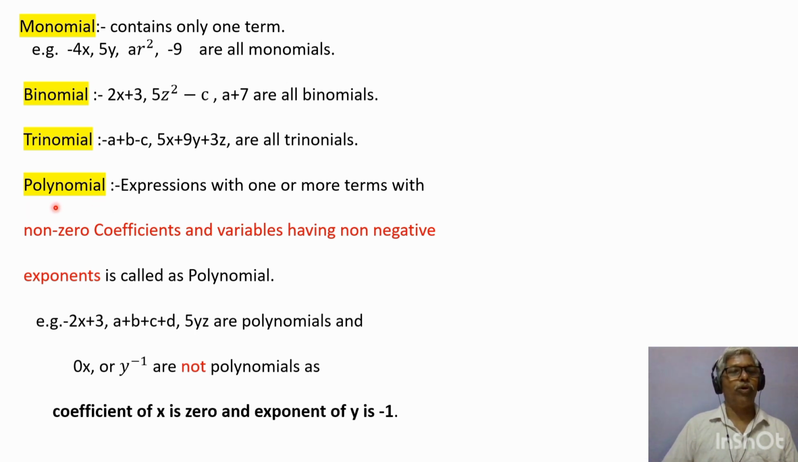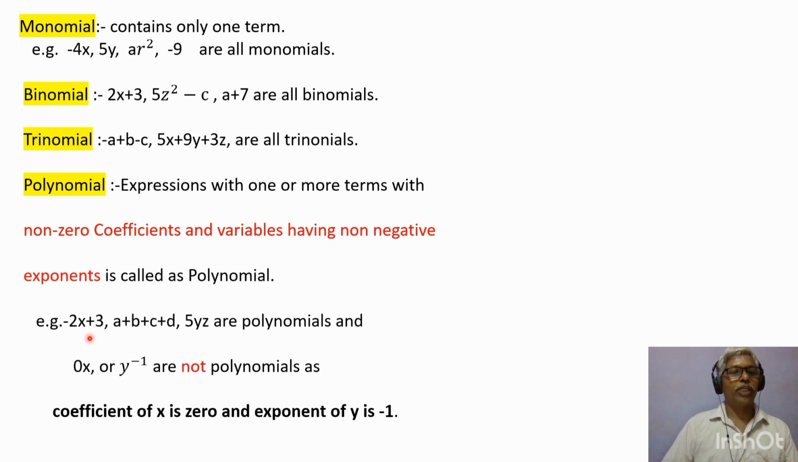See the definition of polynomial. An expression with one or more terms with non-zero coefficient should have non-zero coefficient. So this is the coefficient, minus 4. And variables having non-negative exponent. This will be clear after the example ahead. It's called a polynomial. So we'll try to understand with this.